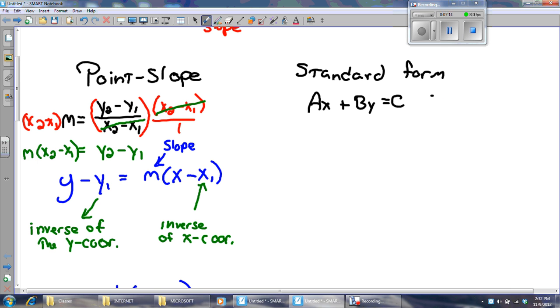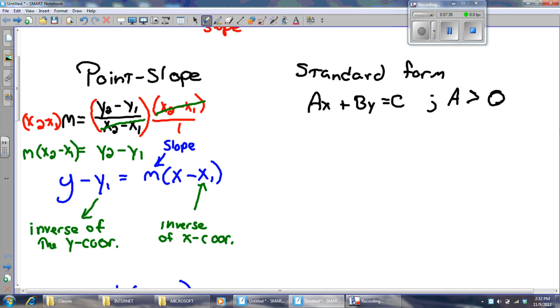Okay, and there's one condition: a must be greater than or equal to 0 to be in standard form. In other words, a cannot be negative. Okay, actually I think a has just got to be greater than 0. I don't think a can be 0 for standard form. All right, so a has to be greater than 0. A cannot be negative, cannot be 0.